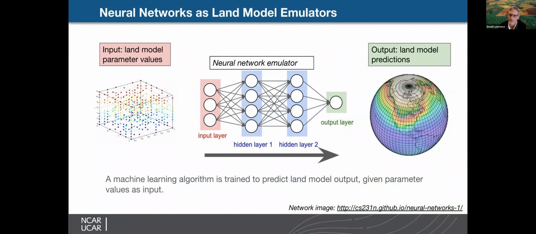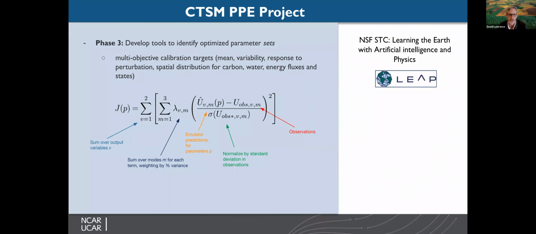So the next step then is to build a neural network as an emulator of the parameter values, so that we can then use that neural network to predict what the model would simulate as you vary the parameters, and then use that to combine with multi-objective strategies to optimize. And this is where Linea will be stepping in and trying to help us come up with these optimization methods.